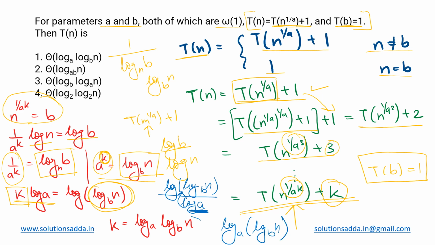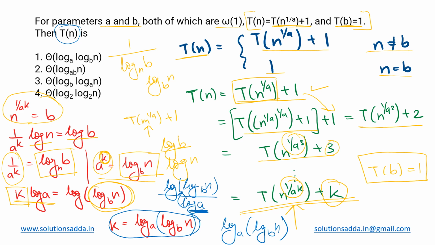So we remove the bracket and we are simply left with the value of k as log to the base a of this expression. What is that? Log n to the base b. So that is the value of our k: log to the base a of log of n to the base b. So now this is what will determine the complexity, or you can say the value of T(n) actually.